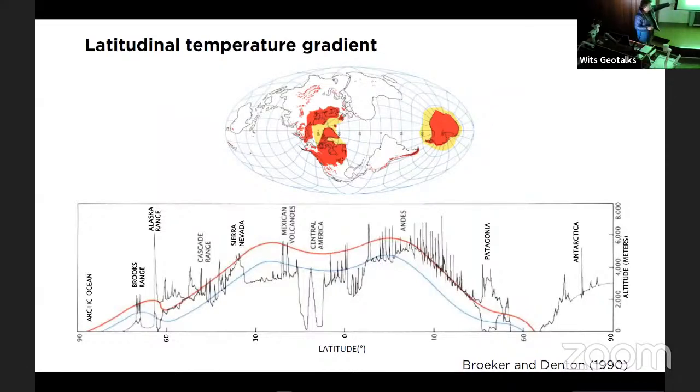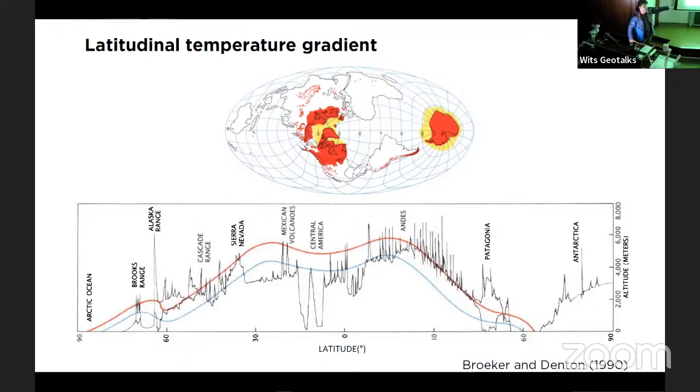So this is an old figure, but what this shows is we've got a map focused on the northern hemisphere, and in red is shown the extent of the continental ice during the last glacial maximum. So you can see it covers a lot of North America. And what we've got on the bottom is a cross section, right? And this is going from the North Pole all the way to the South Pole. And we can see Antarctica at the bottom there and the Arctic Ocean at the top on the North Pole.